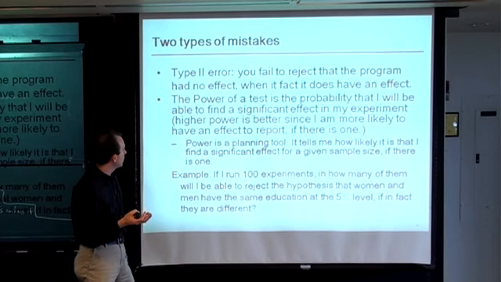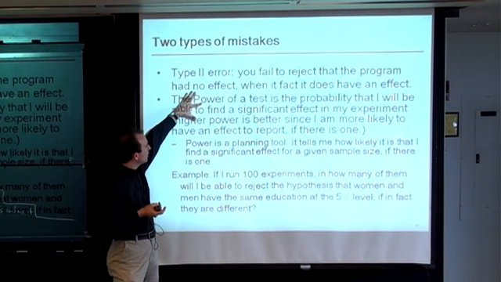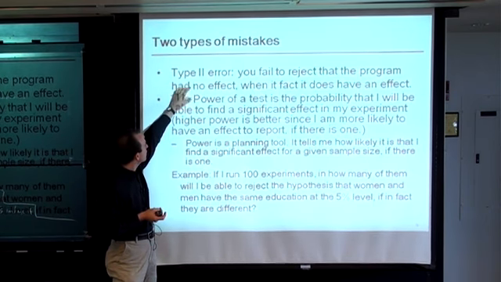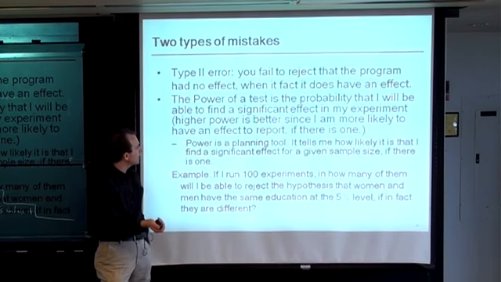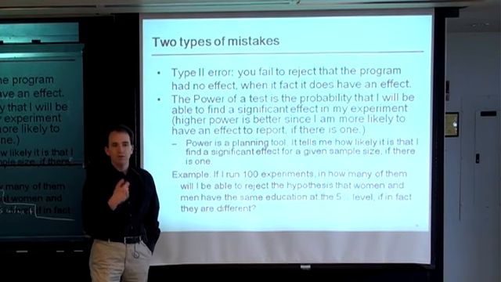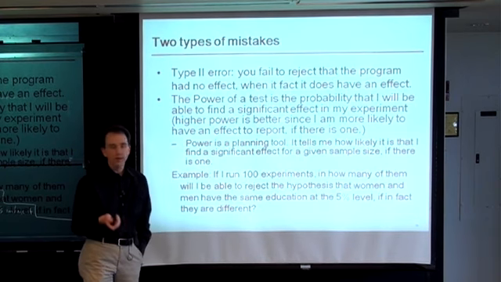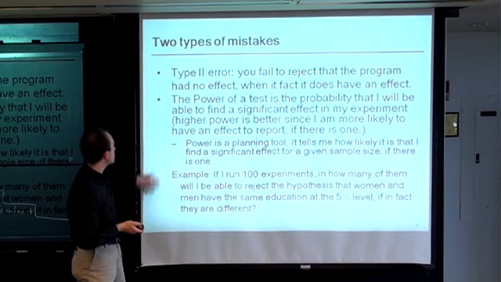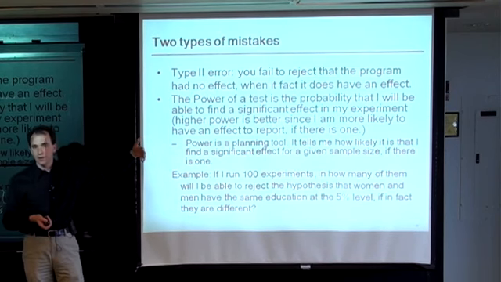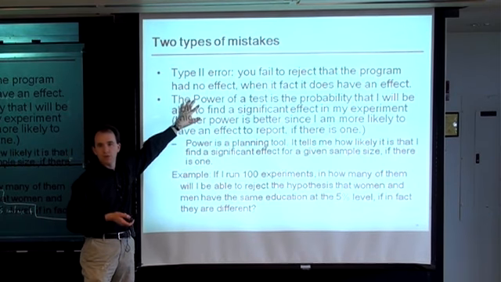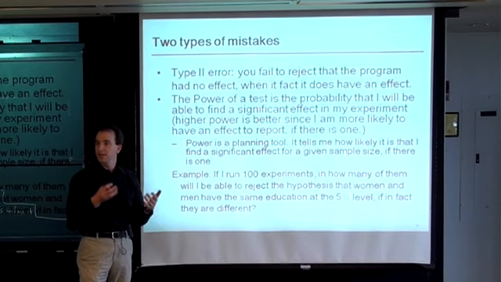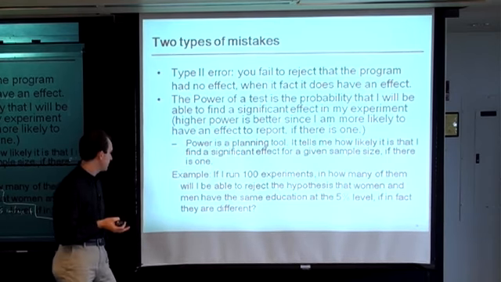Okay? And when we talk about the power of a test, the power is basically the opposite of a type 2 error. Power just says what's the probability that I will be able to find an effect, given that the actual effect is there. So when we talk about how big a sample size we need, we're talking about how much power we're going to have to detect an effect, or what's the probability that given that a true effect is there, we're going to pick it up in the data.